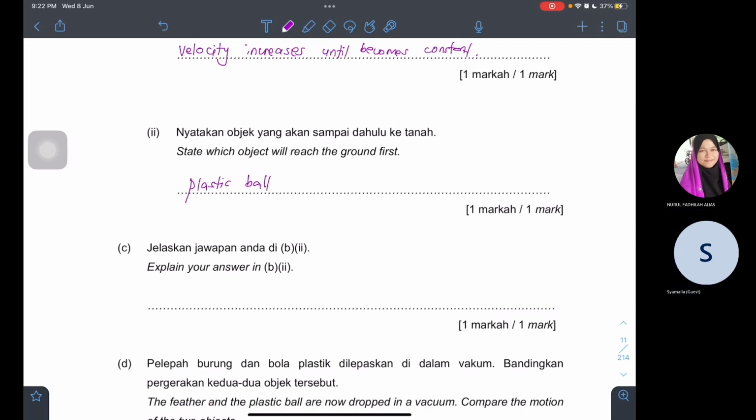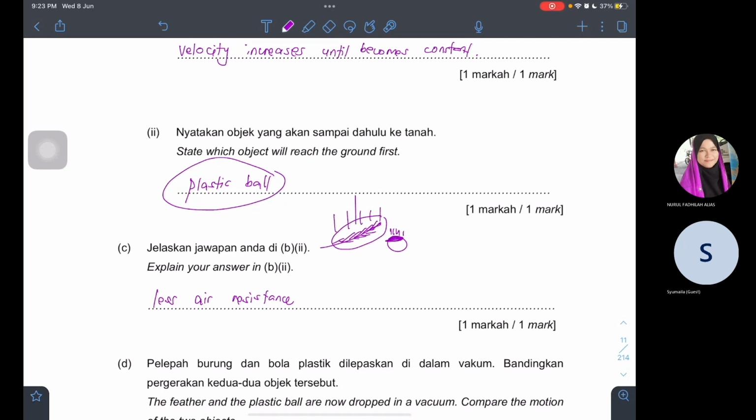So, your answer would be, because the plastic ball has less air resistance. Right? The feather has a larger surface area. For the ball, this is the surface area. Right? So, less air resistance here. This one has more air resistance. So, when there is more air resistance, the force is bigger than the weight.